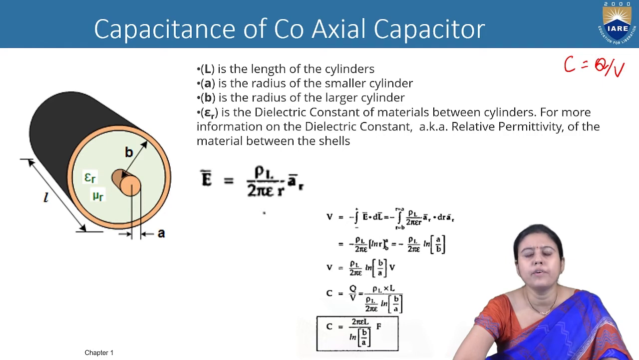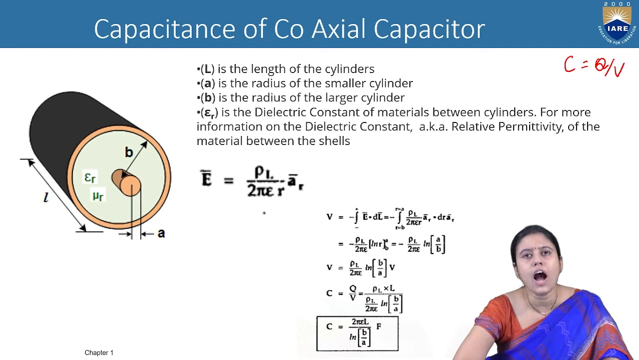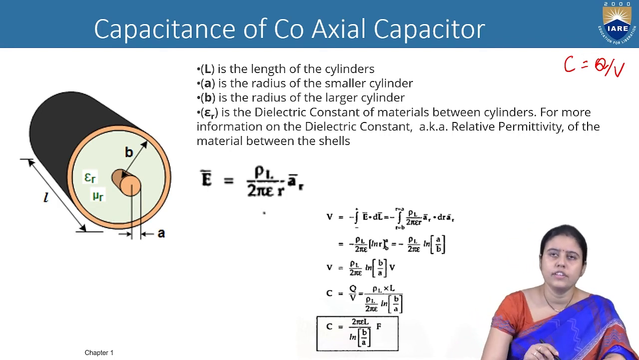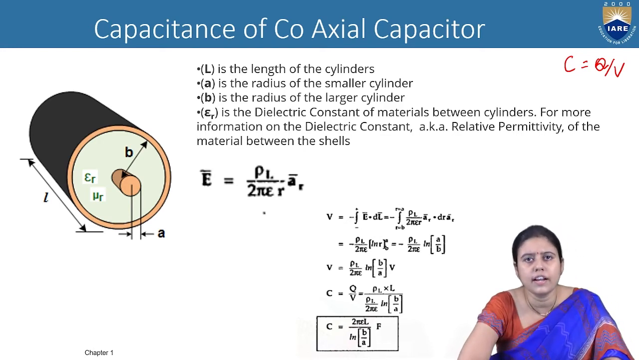The best example of the coaxial cable is the underground cable. So here we can assume that L is the length of the coaxial cable. B is the radius of the outer circle. So there are two circles. B is the radius of the outer circle, or we can say B is the radius of the larger cylinder.